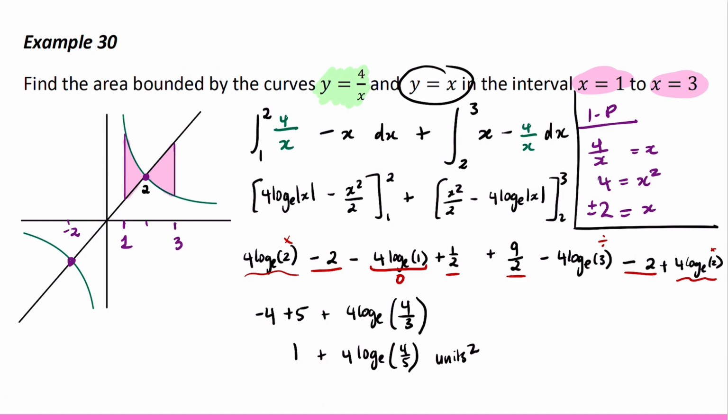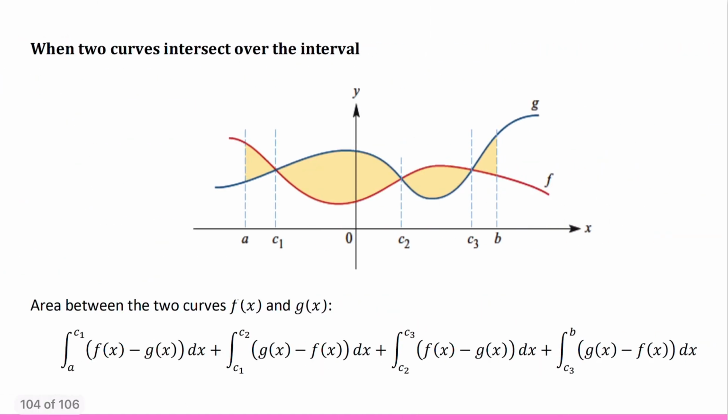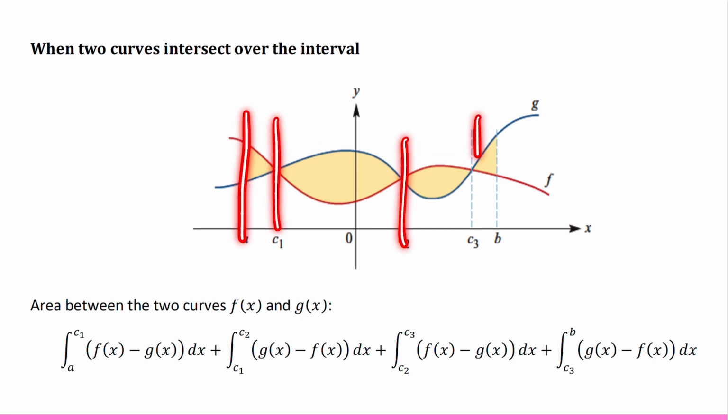Okay, so just to paint this as a general rule about our curves switching upper and lower, this is what it looks like in this diagram, and this is how we would complete it. So we have to swap integrals, or create a new integral rather, every time the curve changes, and the boundary would always be whatever x value that happens at, so the intersection point.